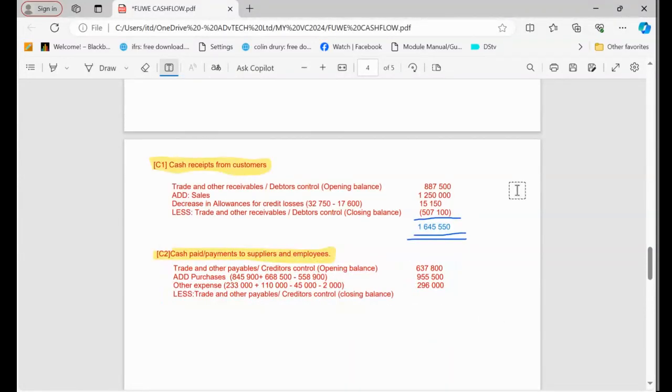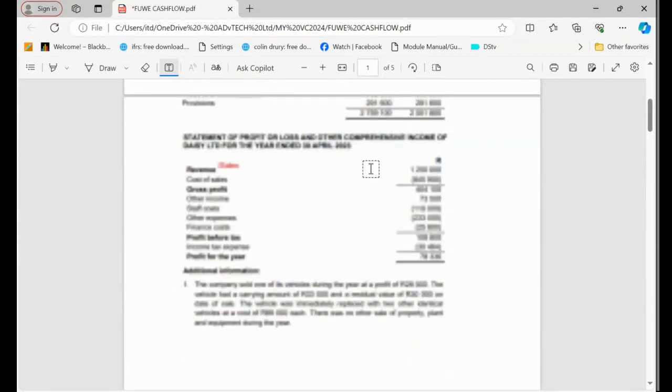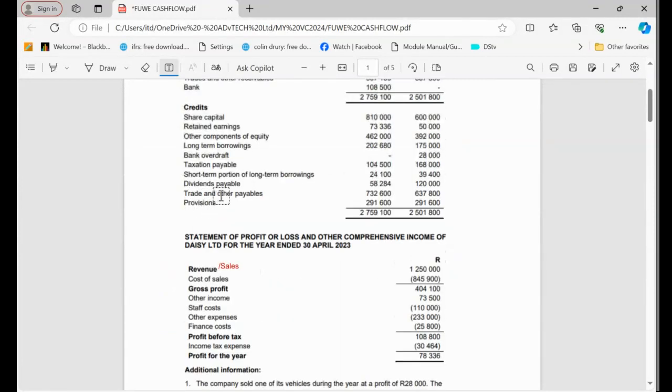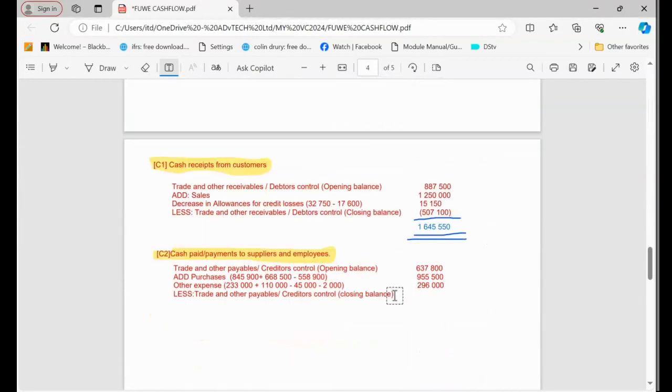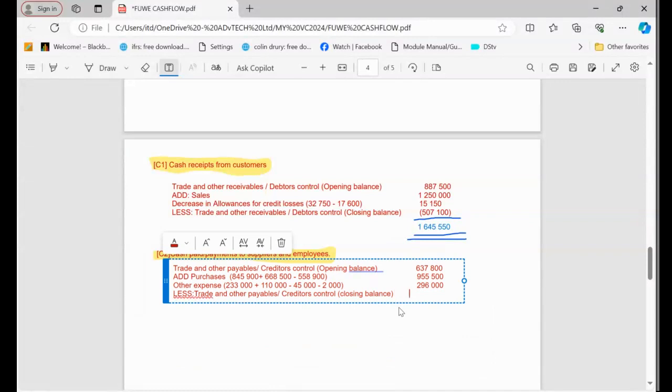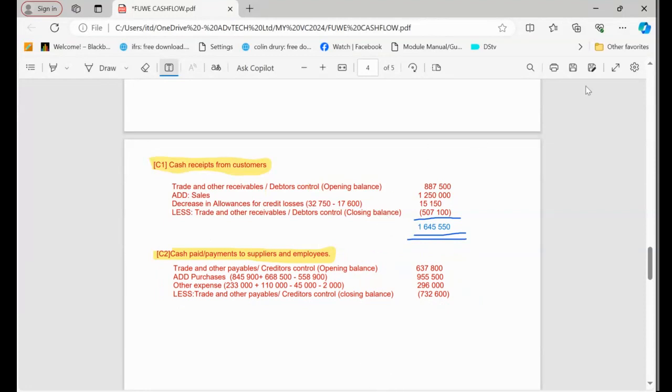We're going to go there, trade and other payables. Check here. How much is the closing? 732,600. Don't forget to put brackets. And now we just have to solve everything and we get our answer that we've been looking for all along.